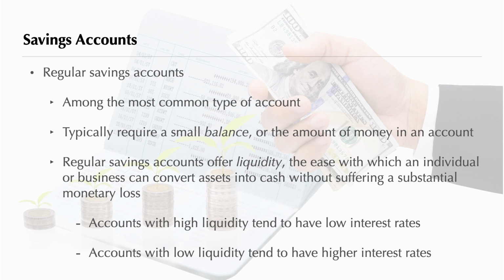Some depositors open regular savings accounts because they offer liquidity. Liquidity means that assets, such as an account, can be converted into cash with little or no loss in interest payments. Monique could withdraw her savings from this type of account at any time. In exchange for high liquidity, the interest rate on a regular savings account is relatively low compared to the interest paid on other types of savings accounts.